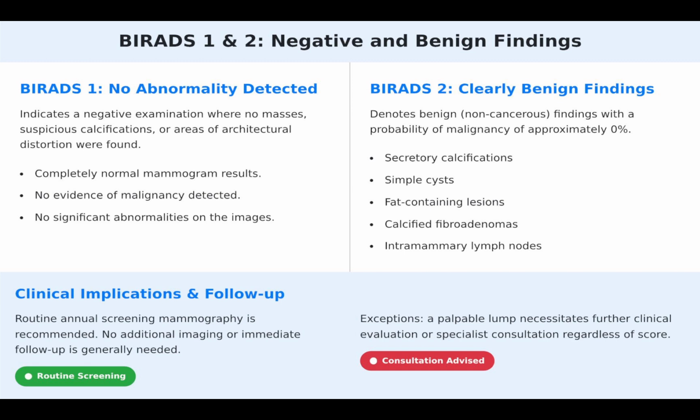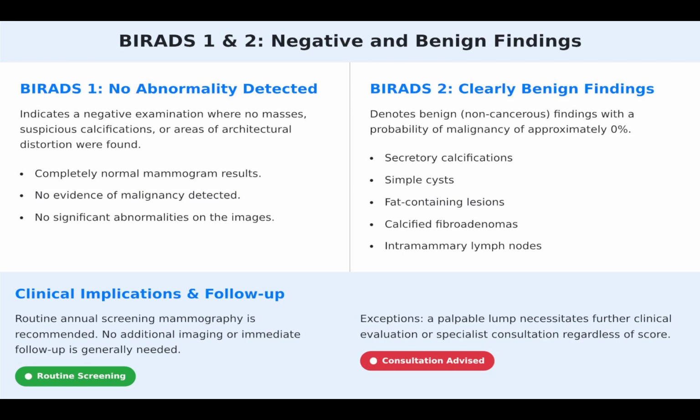While these findings are described in the report, they pose no malignant threat. The clinical implications and follow-up for both BI-RADS 1 and 2 are typically the same. Routine annual screening, mammography, or other appropriate age-based screening. No further immediate action is required.